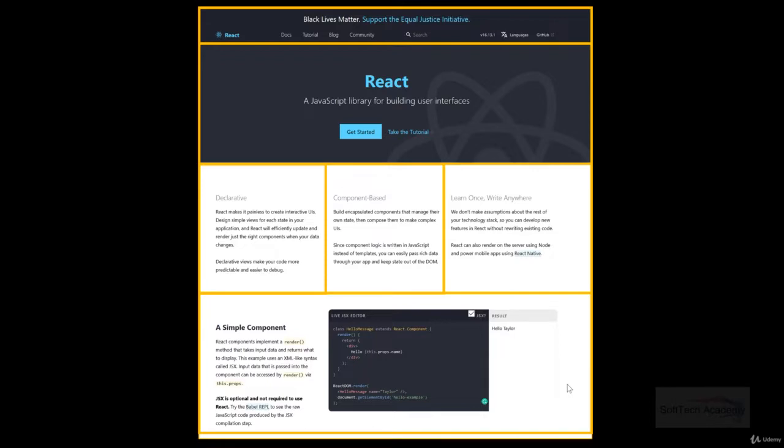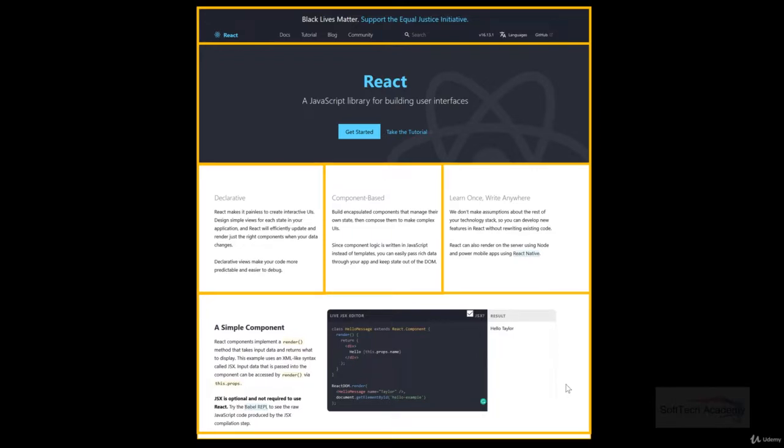and this is what React does. So basically React breaks pages into components where we handle logic and styling of the components separately, and that makes our applications easy to maintain and scalable.